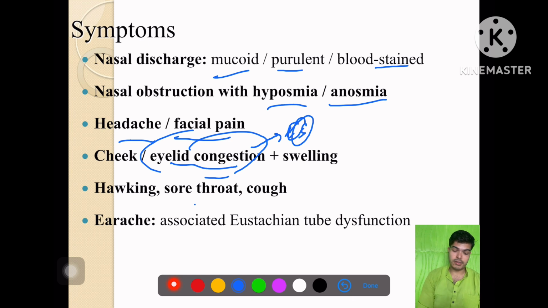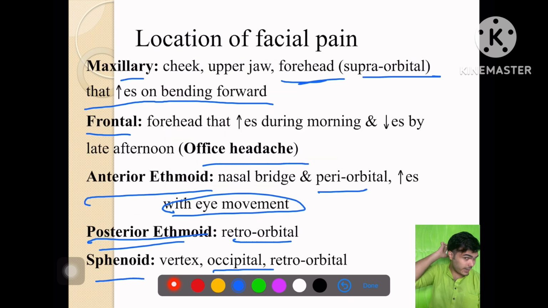Headache in the case of frontal sinusitis. Anterior ethmoidal sinusitis over here: pain increases on eye movement. Maxillary: cheek or upper jaw tenderness. Forehead, supraorbital pain increases on bending forward. Frontal headache increases during the morning and lessens by the afternoon. Anterior ethmoidal: nasal bridge, pain over here, increases on eye movement. Posterior ethmoidal: retroorbital pain. And Onodi cells, sphenoid sinuses: vertex or occipital headache, and retroorbital pain.